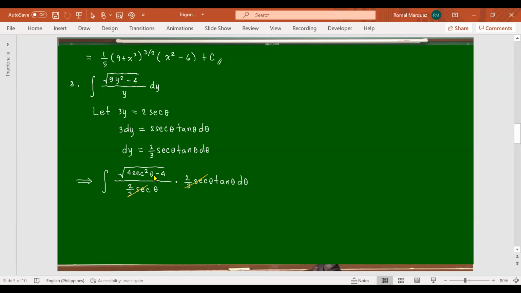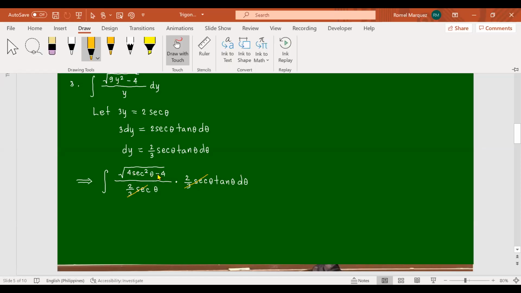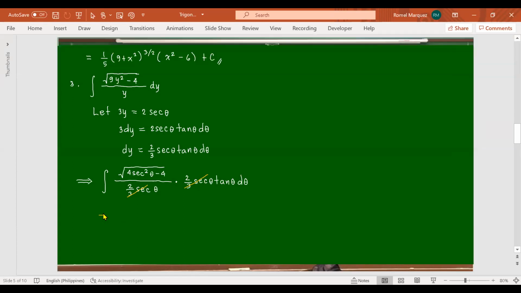But what is 4 secant squared theta minus 4? You should know by this time how to do this, no? Mentally, this is 4 tangent squared, because if I factor out 4, that is secant squared theta minus 1. And then that gives us 4 tangent squared theta. Okay, guys? As you become familiar, you should be fast by now because it's the third.